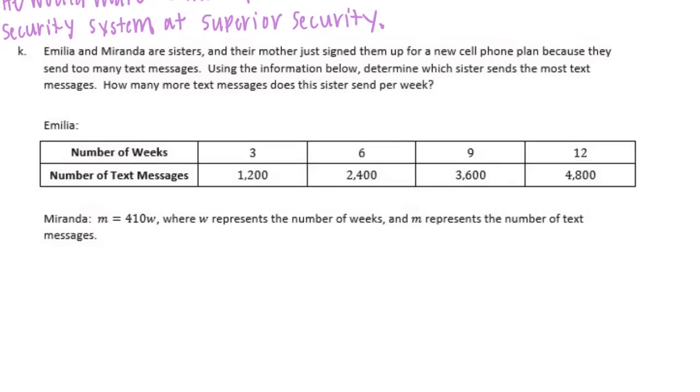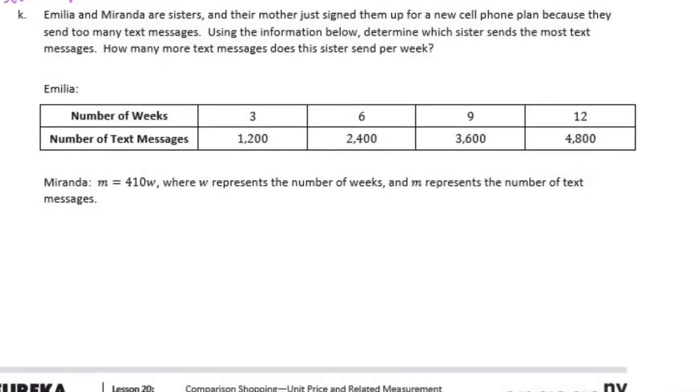Okay. Amelia and Miranda are sisters, and their mother just signed them up for a new cell phone plan because they send too many text messages. Using the information below, determine which sister sends the most text messages. How many more text messages does this sister send per week? So Amelia, if it's 3 weeks, she sends 1,200. So 3 times what equals 1,200? We know 3 times 4 is equal to 12, so I can put 2 zeros on there. So it looks like she's sending 400 texts a week.